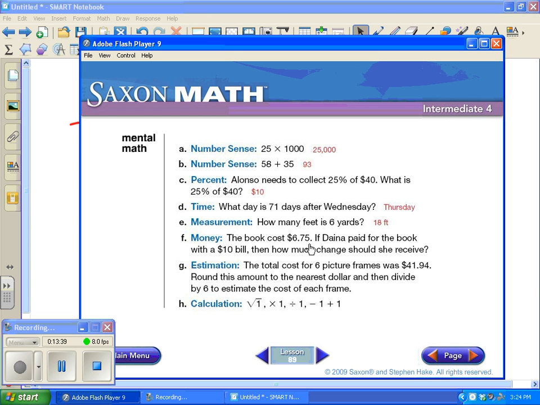The book cost $6.75. If Dana paid for the book with a $10 bill, then how much change should she receive? So let's start at the $6.75 and count up. I know I need 1 more quarter to make it to $7. So I'm going to keep that quarter in the back of my mind, and I'm going to think the difference between $7 and $10 is $3, and then add that quarter on, and she should get back $3.25.